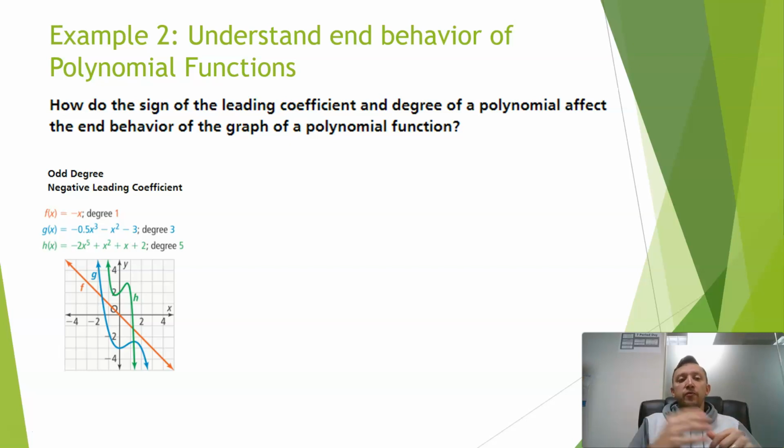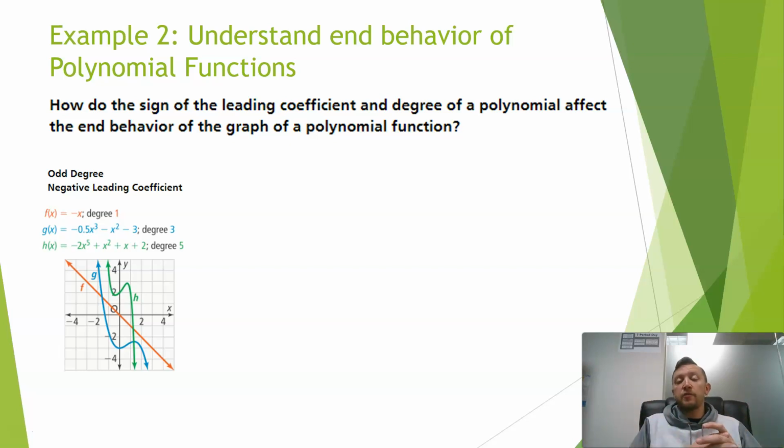So for the first one, again, the leading coefficient here is negative. So that means the right side of the graph is going down. And all of those, the leading coefficients are negative. Okay, and the right side of the graph for all of those is going down. And the left side of the graph now is going up. They're going in opposite directions.